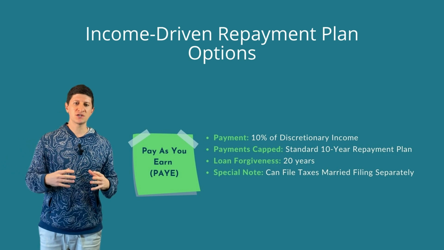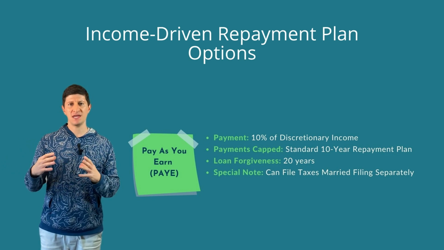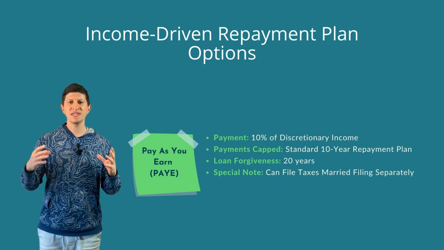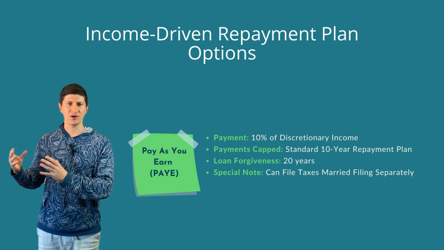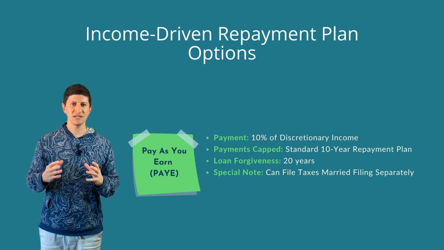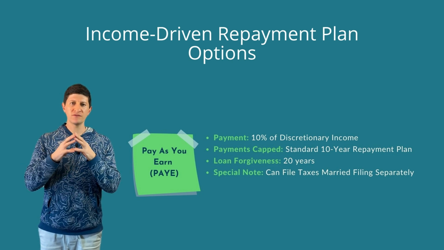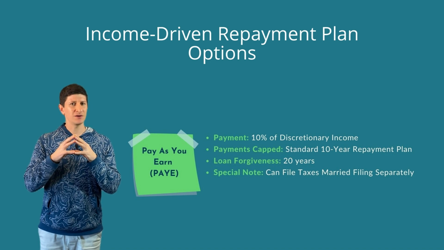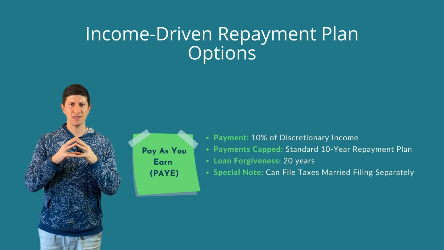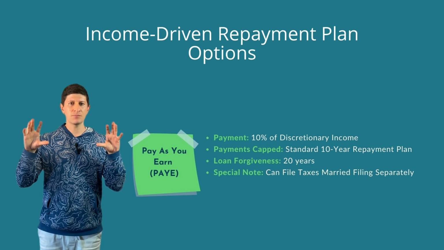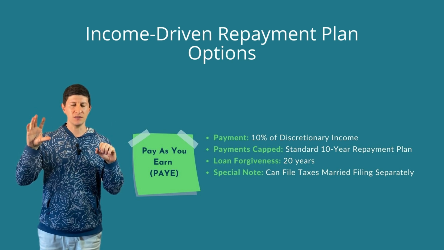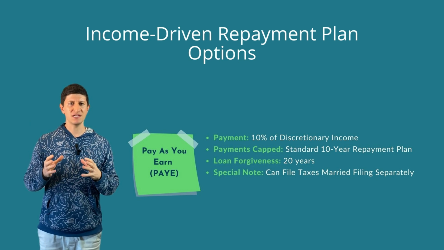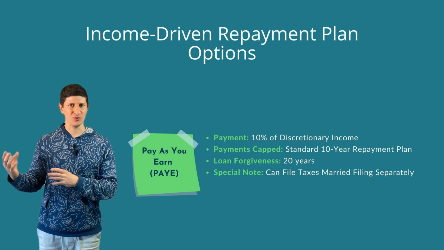But one special note about PAYE is you are given the opportunity to file your taxes separately from your partner. And why this is so important is, instead of using both of your incomes to come up with the calculation for your monthly student loan payment, by filing married filing separately, you can only use your income to determine what your payment is going to be. The only caveat to pay attention to is your taxes will change if you take advantage of that opportunity.